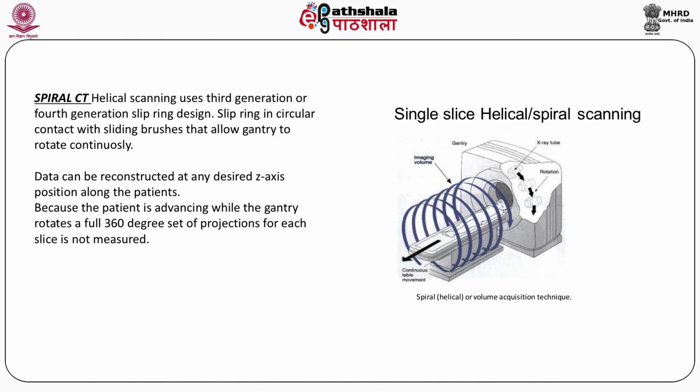plane, like coronal plane, sagittal plane, because the patient is moving through the gantry, and simultaneously the gantry is also rotating. So the gantry is rotating in a circular fashion, and the tube is moving in a translational fashion. You can see here in this figure. This combined motion of translational and rotational motion traces a spiral path on the patient body, and this is what is called the slip ring technology, this is called spiral CT.